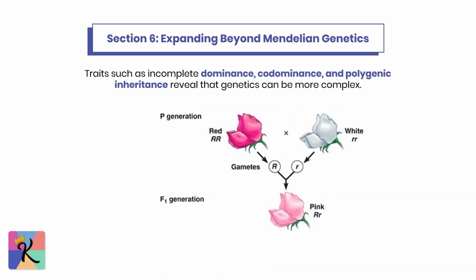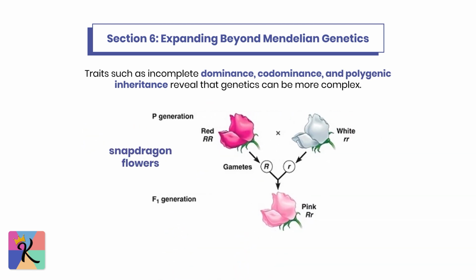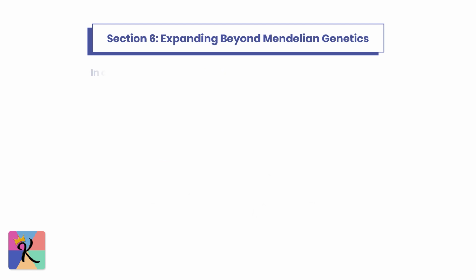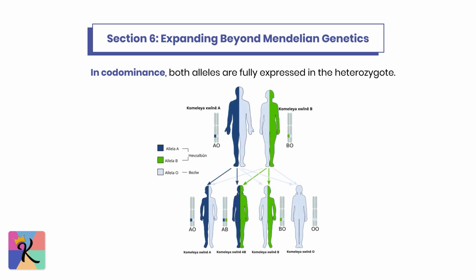A classic example is seen in snapdragon flowers, where crossing a red flower with a white flower results in pink flowers. In codominance, both alleles are fully expressed in the heterozygote. For instance, in human blood types, the A and B alleles are codominant, meaning that a person with both alleles will have AB blood type, expressing both A and B antigens on their red blood cells.